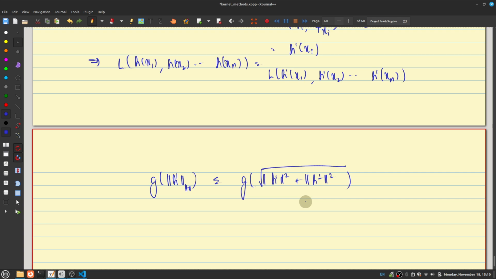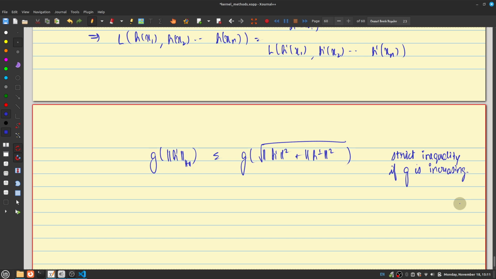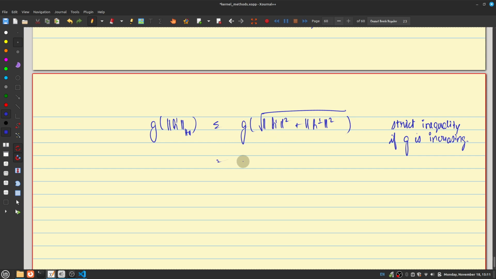Why is that true? G is non-decreasing. So the norm of h prime is less than or equal to the square root of norm of h prime square plus norm of h perp square. And g is a non-decreasing function. And in this case, we have strict inequality if g is strictly increasing, right? But what is this equal to? This is g of the norm of h, right?